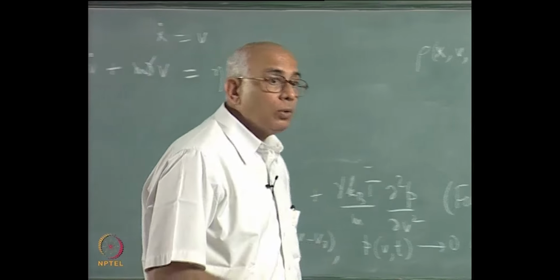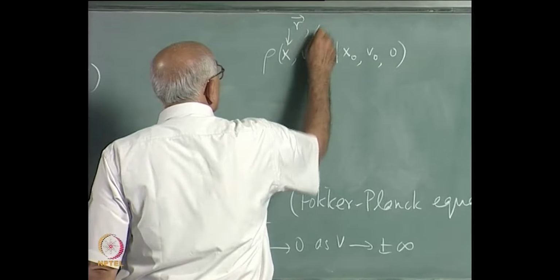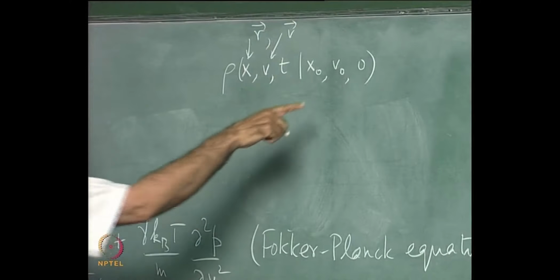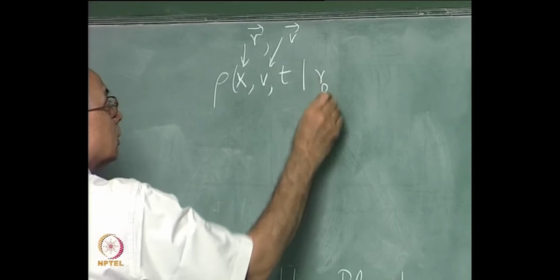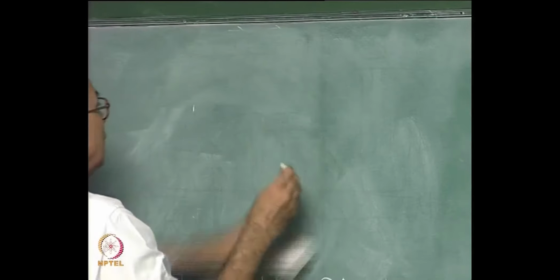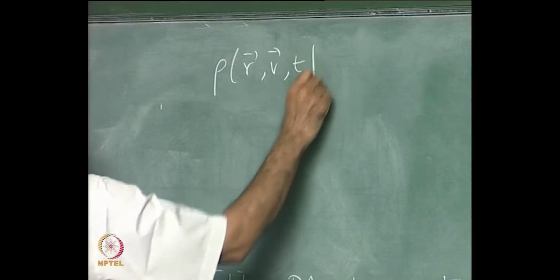Yeah, I should write it down, really I should write down not this, but I should write down r, I should write down v, and I should write down r naught, v naught. So let us do this in several steps. I should really finally aim at writing rho of r, v, t given r naught.